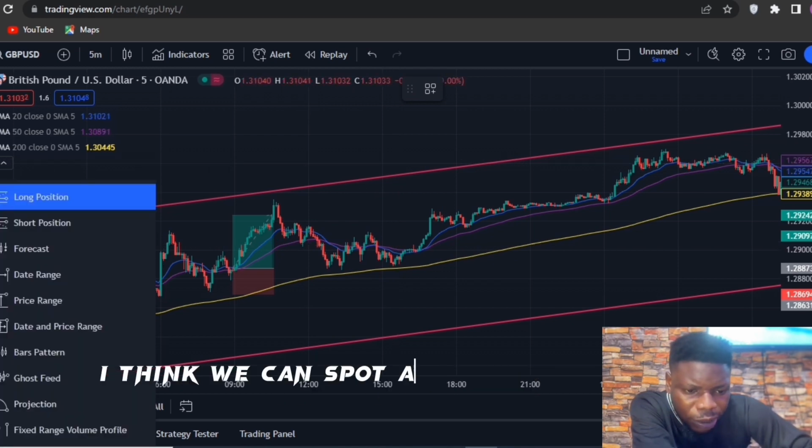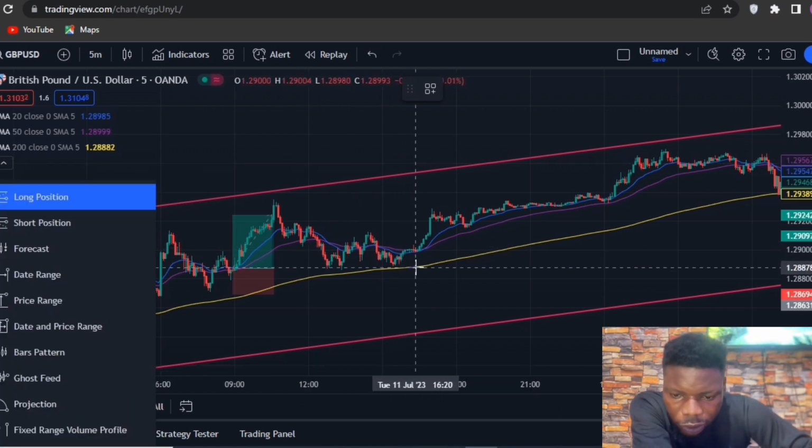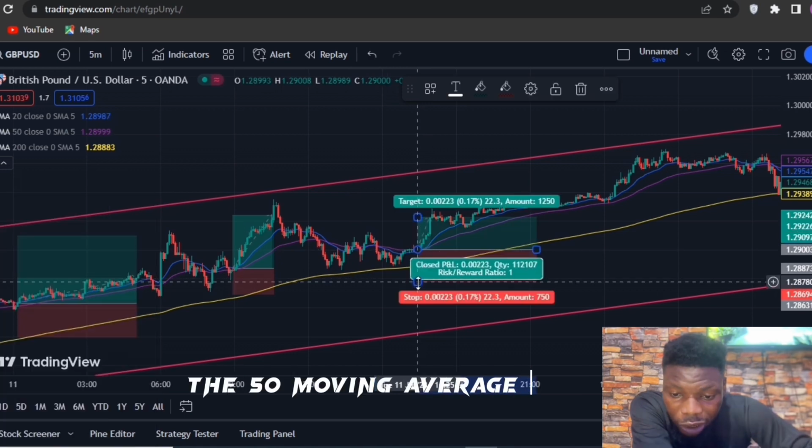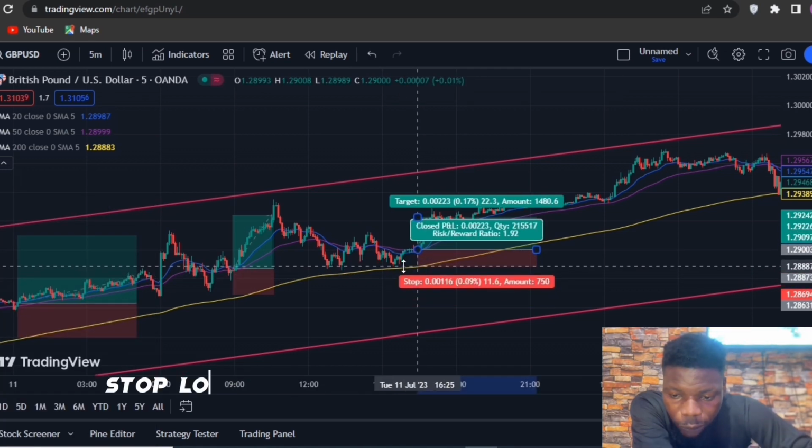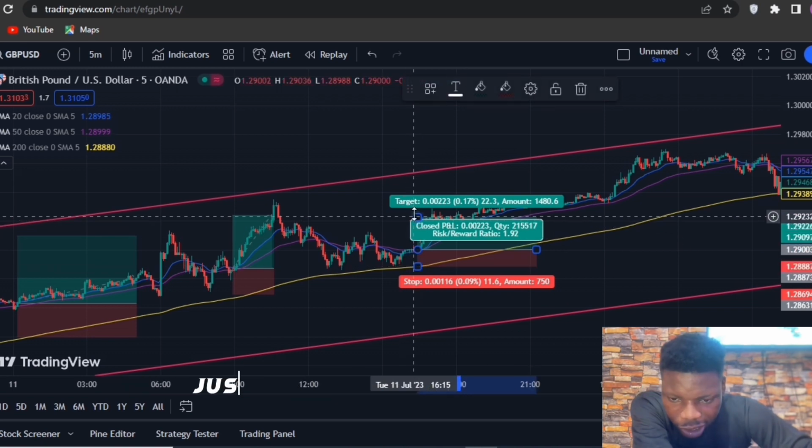I think we can spot another opportunity here. It came to retest the 50 moving average and the 20. Our stop loss will just be here. Just be safe.